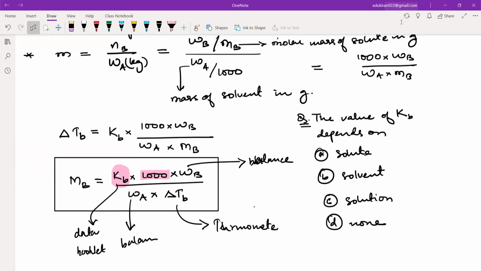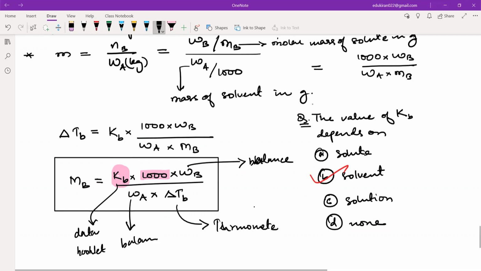Solvent. Correct. It will only depend on solvent. Okay, ये याद रखिएगा, KB will depend on solvent. Water का कोई एक constant होगा, that will be molar elevation constant, है ना, molar boiling point elevation constant और Rayleigh square constant.